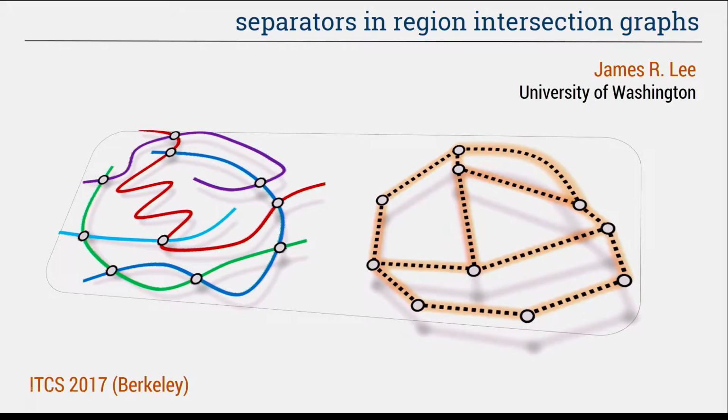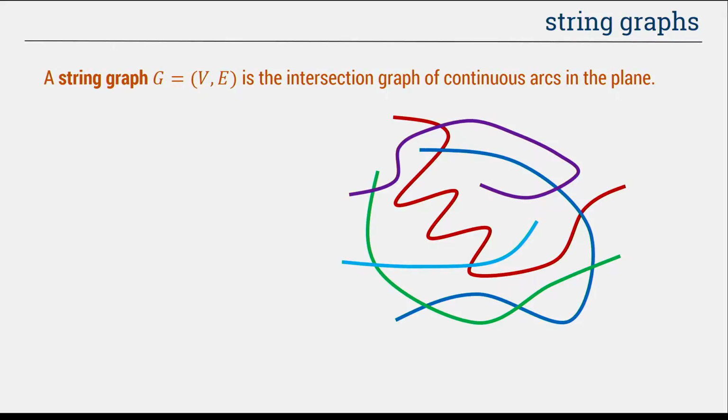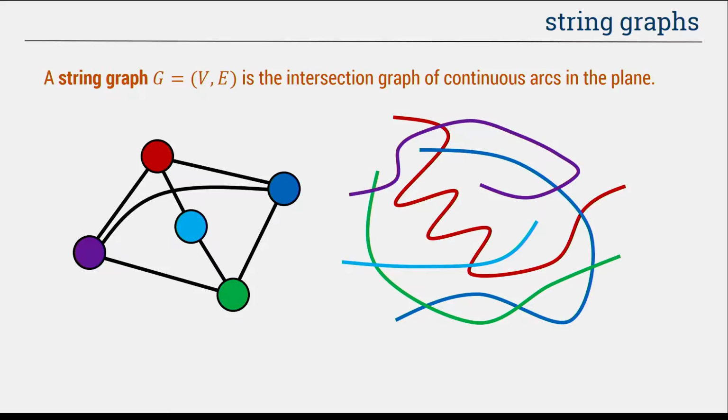Let's get started. Let me tell you first of all what a string graph is. Okay, so this is a very natural notion. It's the intersection graph of continuous arcs in the plane. So here are a bunch of continuous arcs. Some of them intersect other ones. So you can build the intersection graph. So to every arc, you associate a vertex, and you connect two of them if they intersect. Right? That's a string graph.